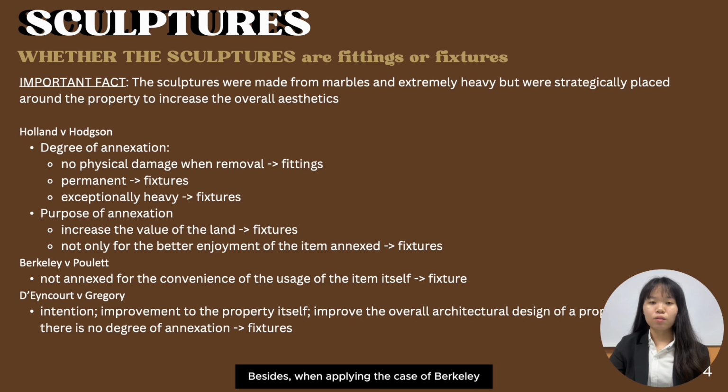Besides, when applying the case of Berkeley in the current situation, the sculptures are fixtures, as they were not annexed for the convenience of the usage of themselves. According to the case of Dee and Court, if the intention is apparent to make the items part of the land, they do become part of the land. And if it is to make an improvement to the property itself, the fitting will become a fixture. As there is an advertisement made for the sale of the Victorian-style property that attracted Abraham, the sculptures will be fixtures as their intention. Even if sculptures have no degree of annexation, they will become fixtures as they improve the overall architectural design of the property.